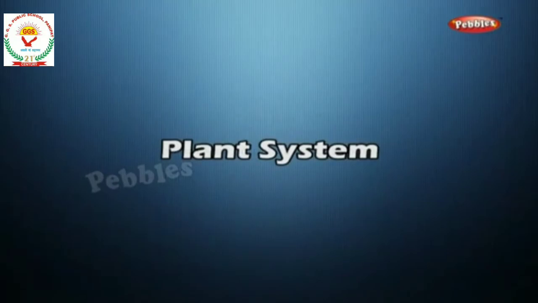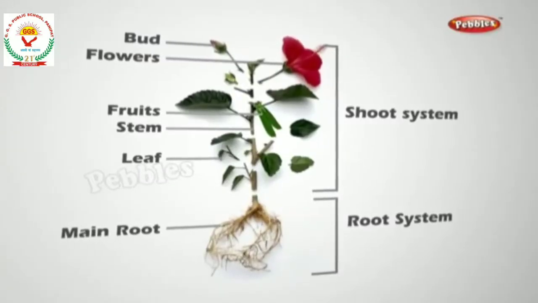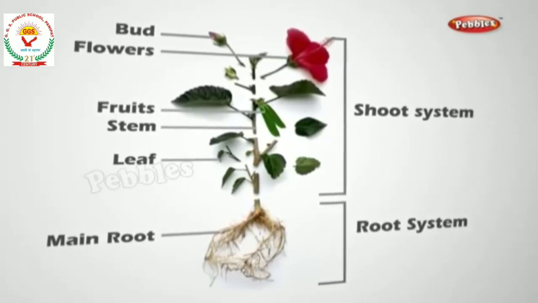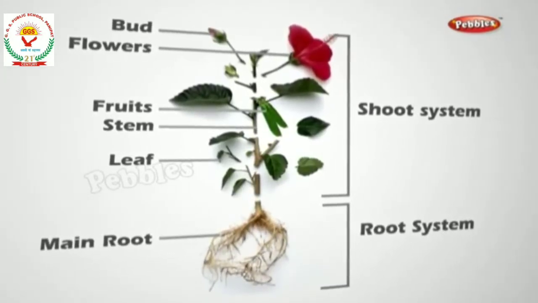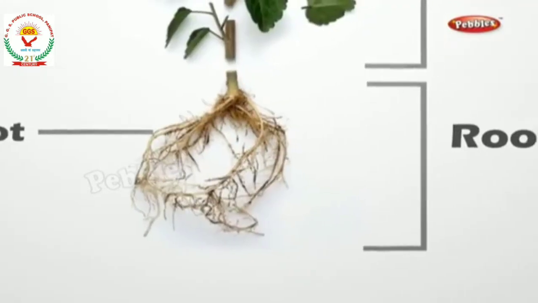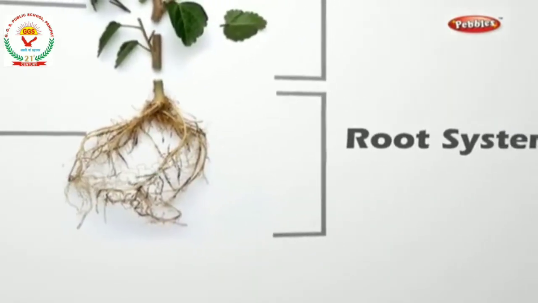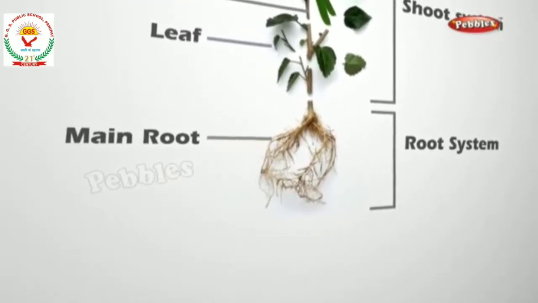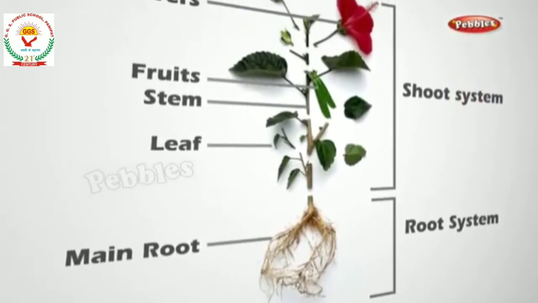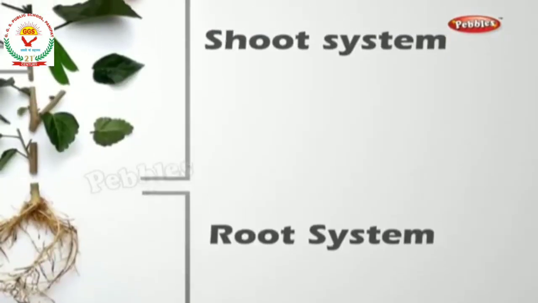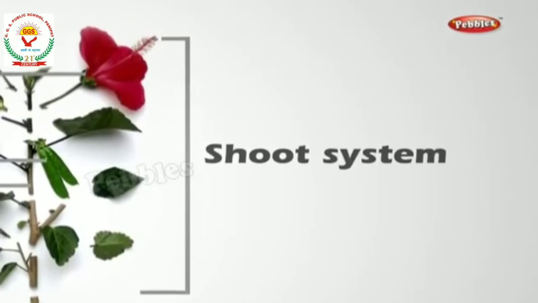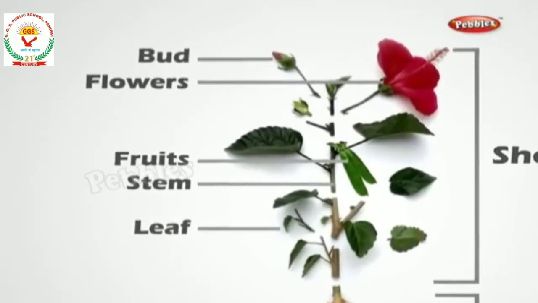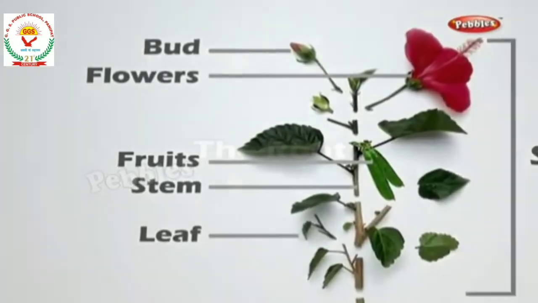Plant systems. Dig up a small plant, say a mustard plant, and examine it carefully. You will notice that the plant has two parts. The underground part of the plant is called the root system. It consists of a main root and a number of branching roots. The green part above the ground is called the shoot system. It consists of the stem, leaves, buds, flowers and fruits.